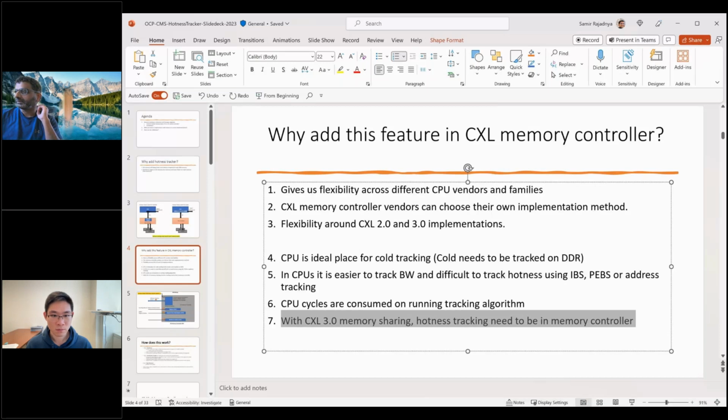Thanks, Samir. Yeah, this reinforces the need to do this in the CXL device. Anyone else who wants to look at other methods, such as IBS or whatever method there is for ARM CPUs, if somebody has looked at that, I think that would be useful. All right. Okay, great. Thanks, Samir.